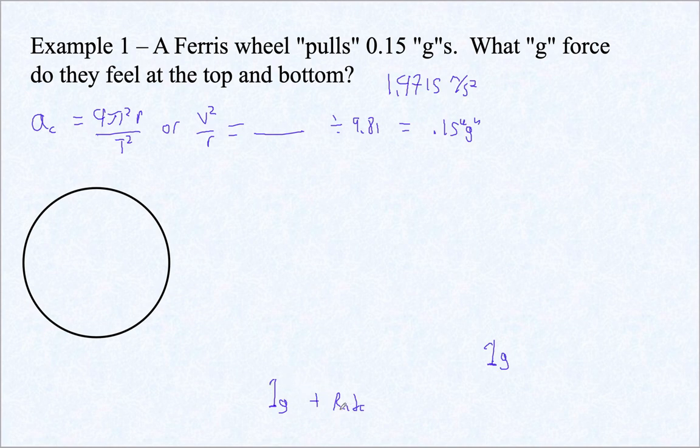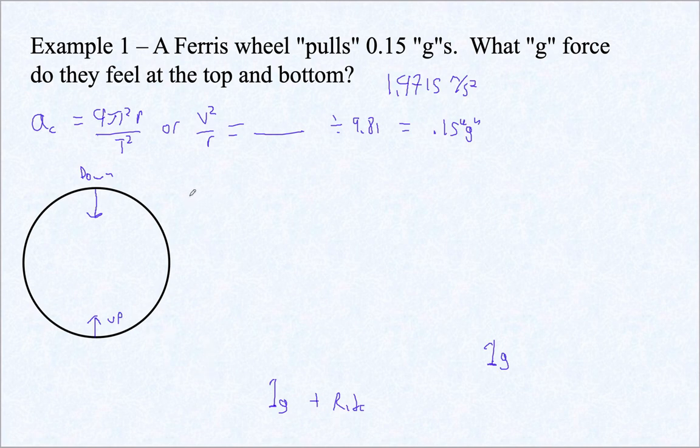What if I'm accelerating down? If the ride accelerates down at 1/2 a G, well, down is negative, so it'll be 1 G plus negative 0.5 of a G. I'd only weigh 1/2 a G. So the thing to understand is that on this ride at the top, we're accelerating down if we go in a circle, and at the bottom, we're accelerating up.